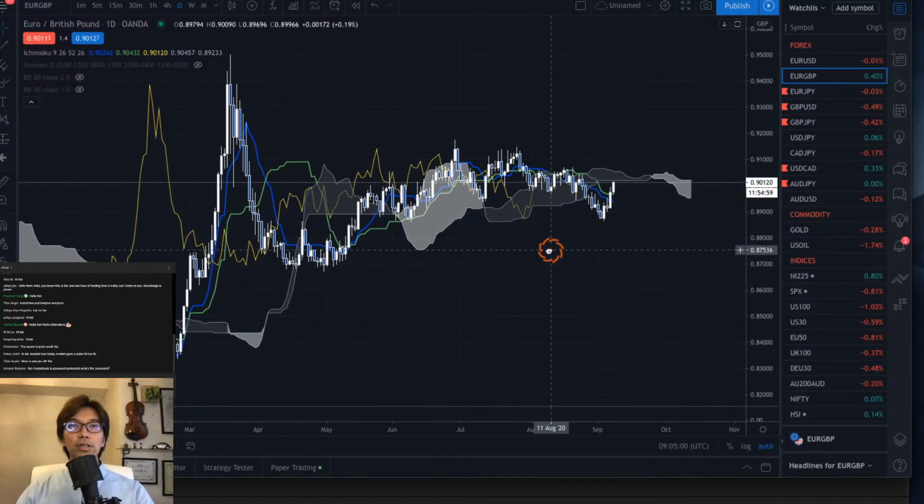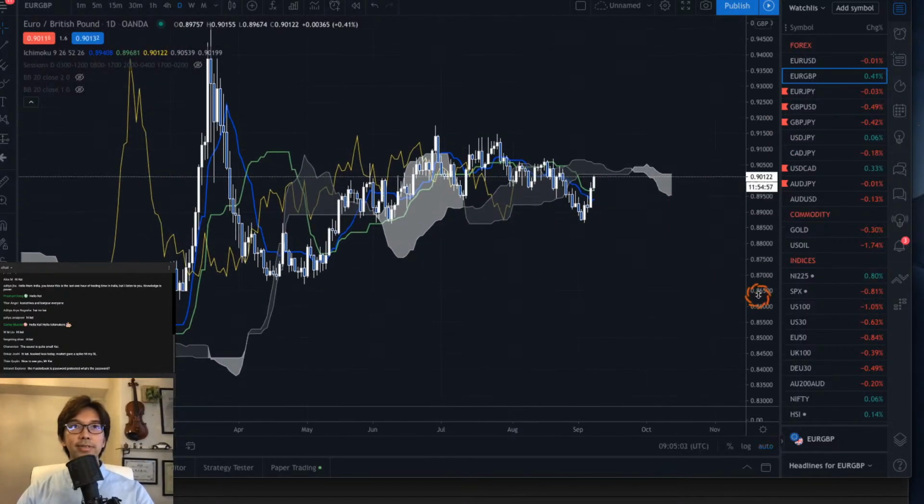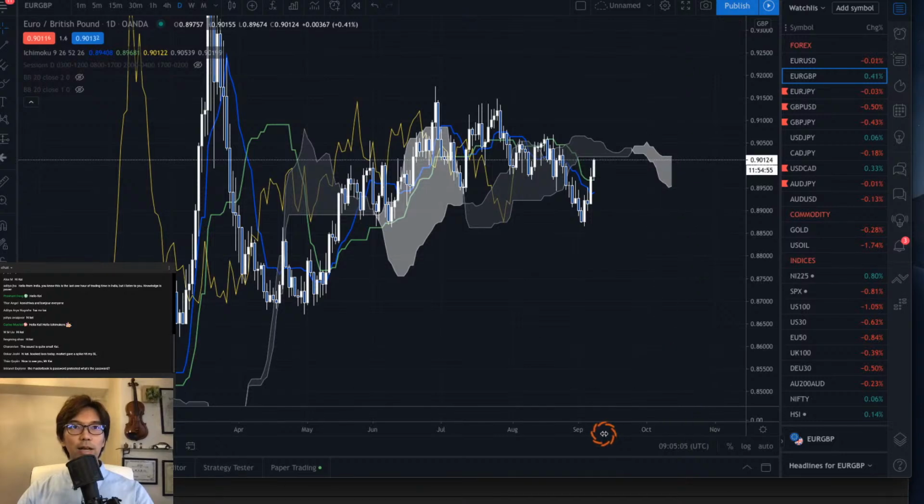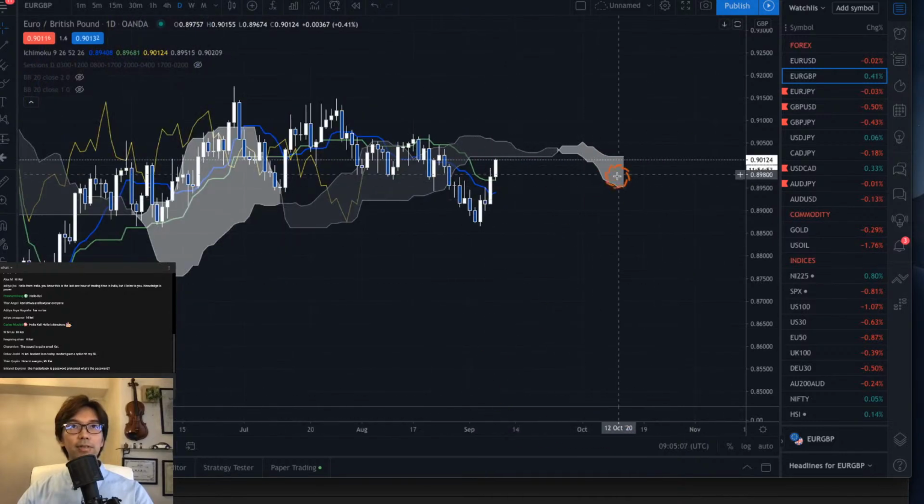Okay, so on the daily chart, Euro GBP is still ranging. I mean, Senkou Span A is kind of tracing backwards, and Senkou Span B is flat, and the Kijun Sen is flat right now. And it's kind of going up, but this is still within the range, I would say. There is no trend in the market. So based on the daily chart, we don't know which way the price is going.